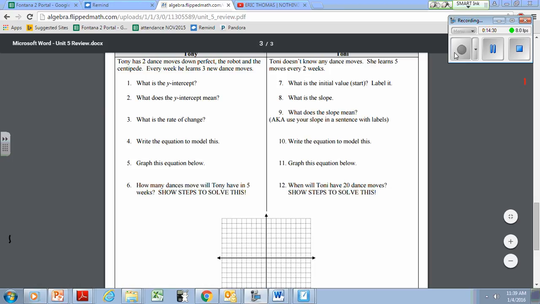Every week, he learns 3 new dance moves. Again, y-intercept is math code for how much did he have to begin with. Anybody know the answer to that one? 2. All right. Let me pause it so you can write down what y-intercept means, and I'll feel your pain. Ooh, yeah. But that he had to begin with. Number of dance moves. Math people don't want to write like number of dance moves.